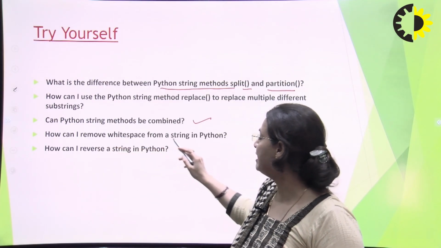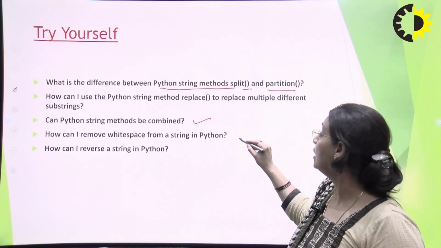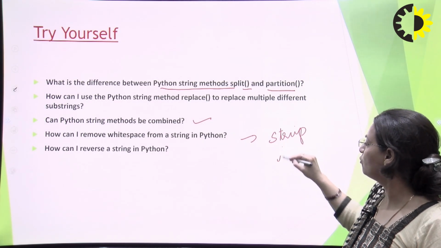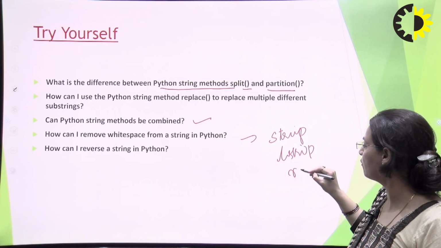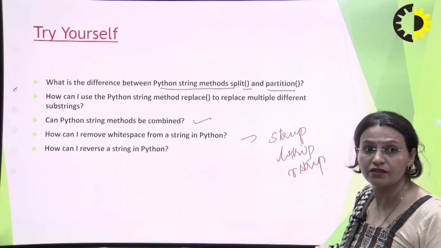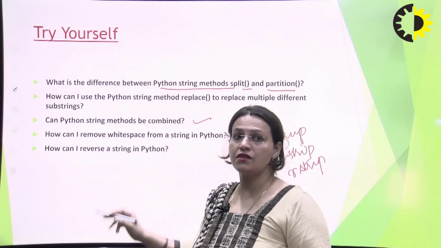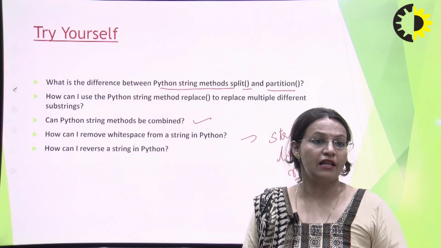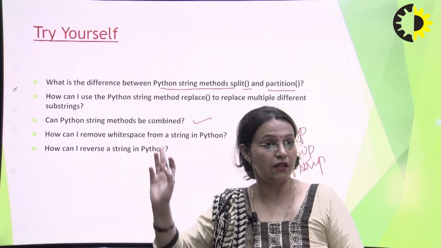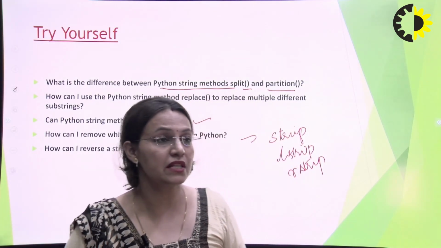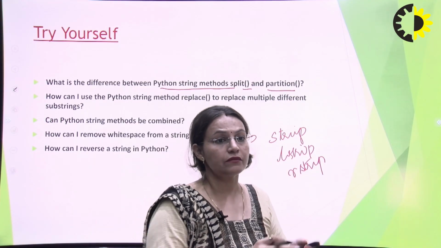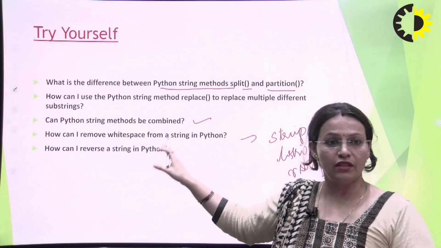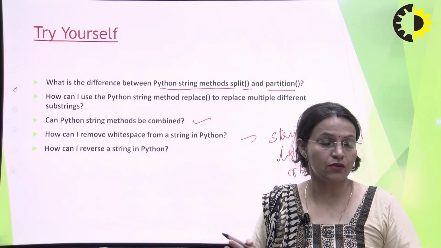How can I remove the white spaces from the string? It can be done with the help of the strip function that we have read. If I want to strip from the left, then lstrip function is used. If I want to strip from the right, I will use rstrip as a function. How can I reverse a string? Yes, I am able to reverse a string with the help of slicing, which I have discussed earlier. So after reading all these string methods, I am able to answer all these questions and also come up with various questions related to strings.